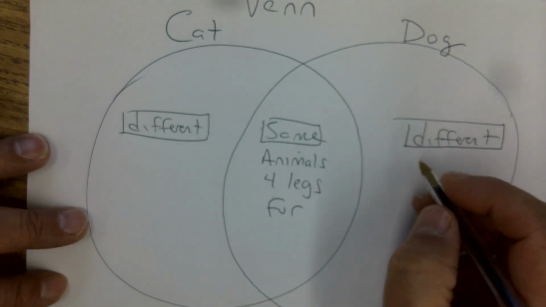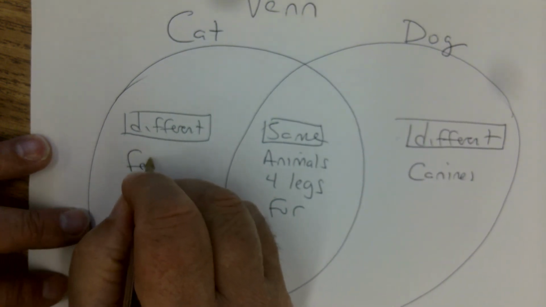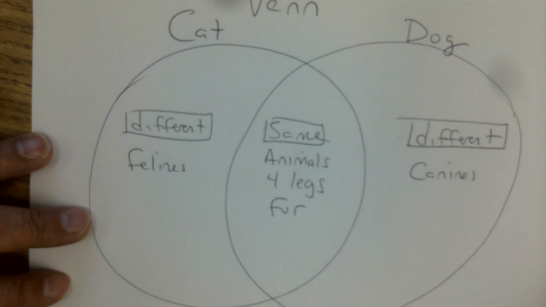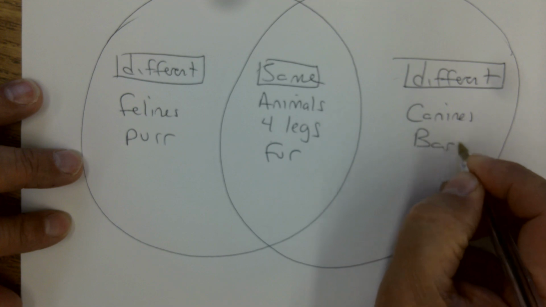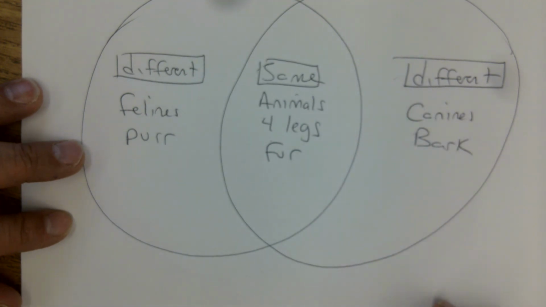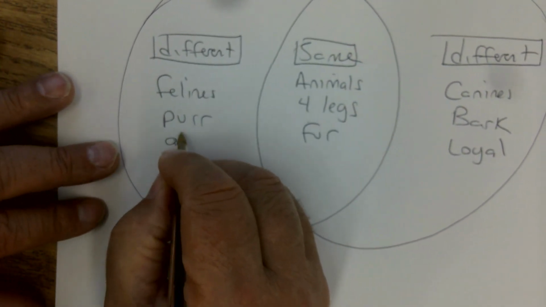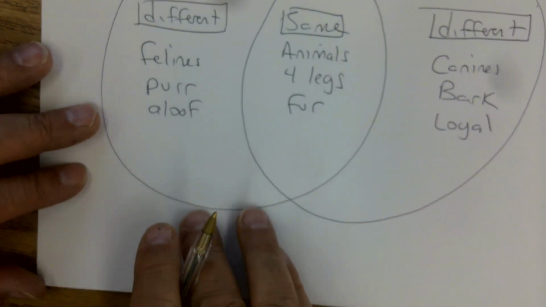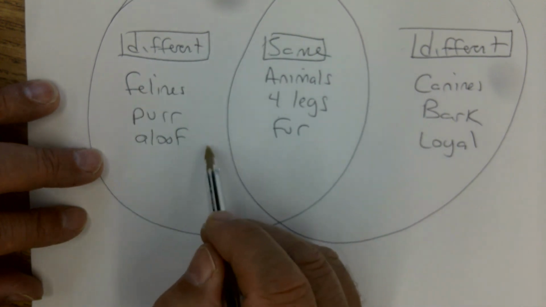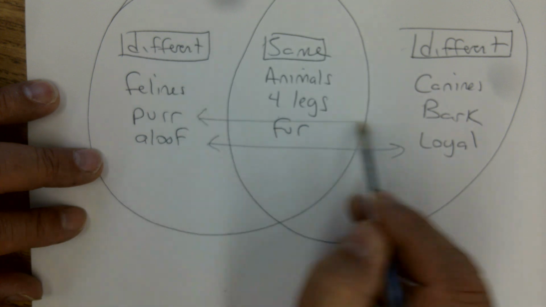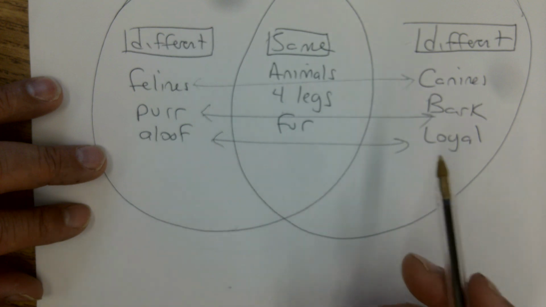So dogs are canines. Cats are felines. Okay? And then we could say cats purr, dogs bark. What else? Dogs are loyal. Cats are aloof. I don't know if that's really true, but I'm just trying to think of things here. So for things that are different, I like to compare them, and the things that are the same, I put in the same order, right? And you can think of a lot of ways they're the same and different.